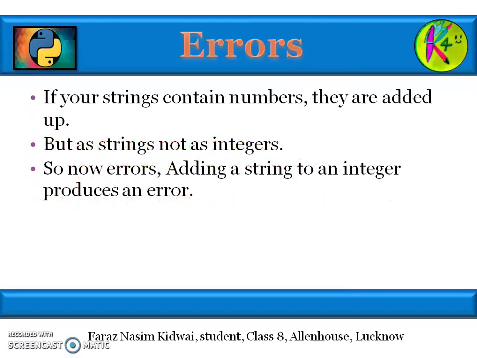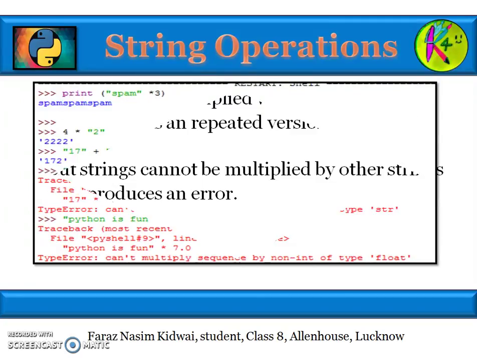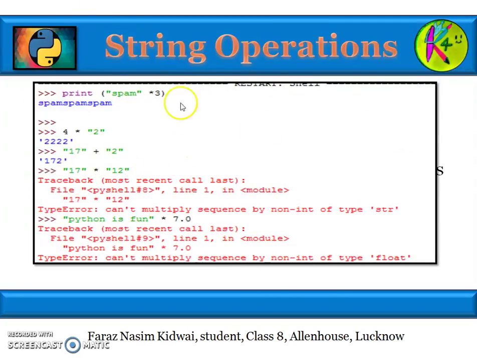Okay, now let's move on. Now we will talk about the final topic, string operations. Strings can be multiplied with integers. This produces a repeated version of the original string. But strings cannot be multiplied by any other strings. This produces an error. You see here I wanted to multiply spam 3 times. So you see I got the result as spam, spam, spam.